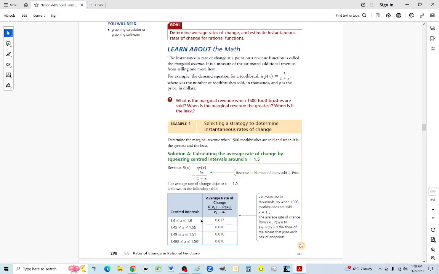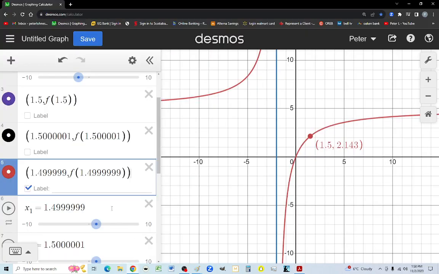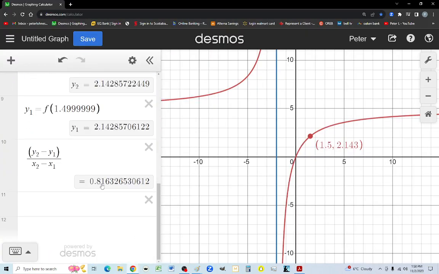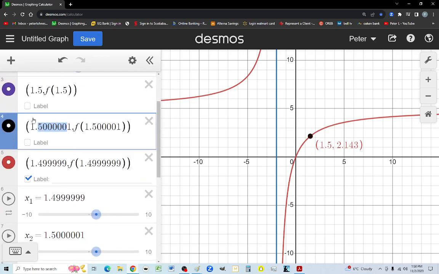Notice what the textbook does, though. It takes a point that's quite widely to the right and widely to the left. And the more wide to the right and wide to the left you go, the less accurate your instantaneous rate of change. Notice that the broad one gives 0.817, then it goes 0.816, 0.816. And you might think those are all the same, but that's just because they haven't done the decimals deeply enough. We can see that ours is 0.816326. It's very accurate. And the smaller you make this number, the more accurate it'll get.